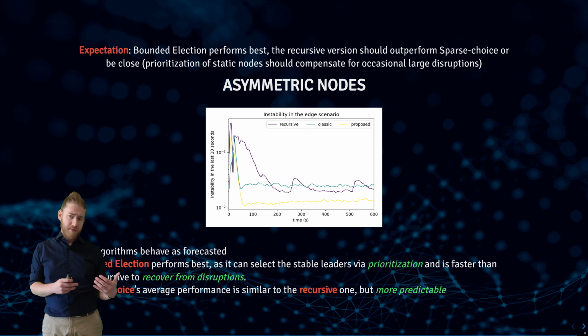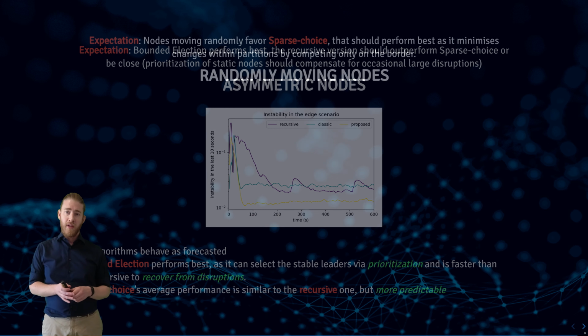So even though the classic sparse choice tends to produce a little more instability throughout the experiment, it may still be preferable if little continuous instability is better for the application than large and less predictable disruptions.